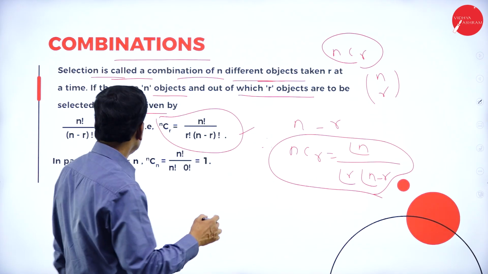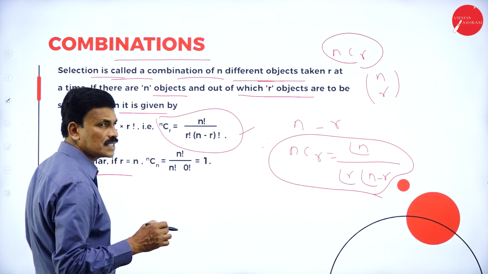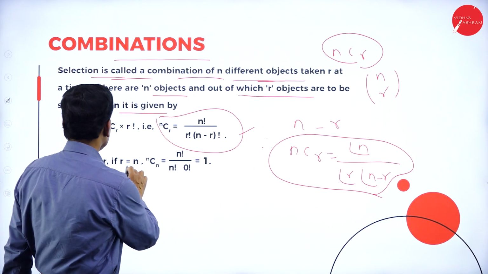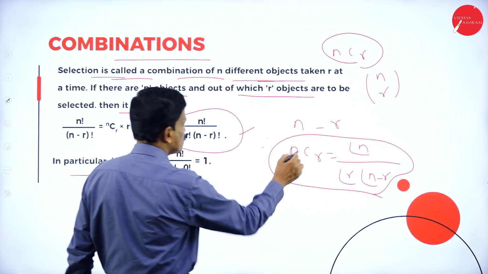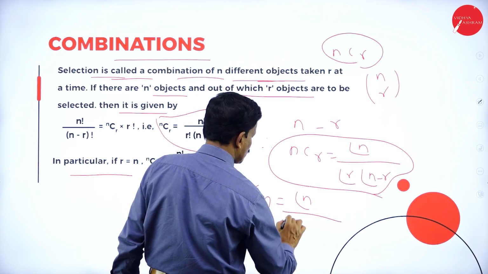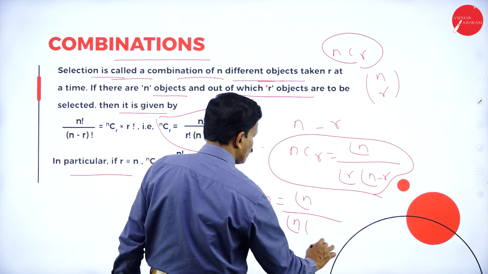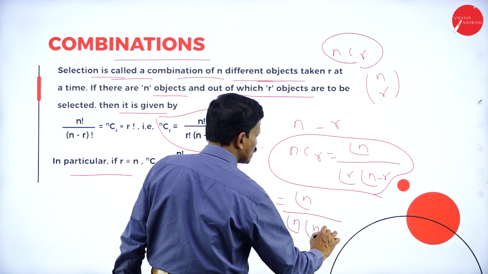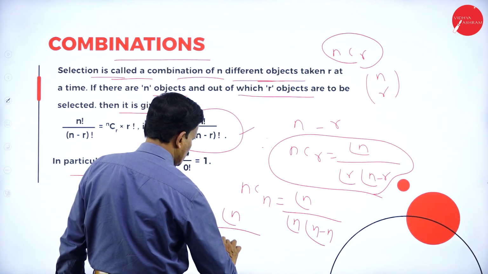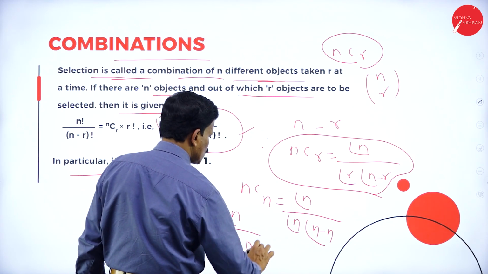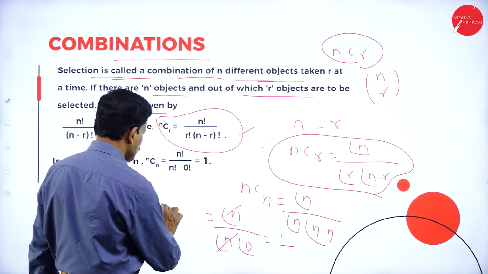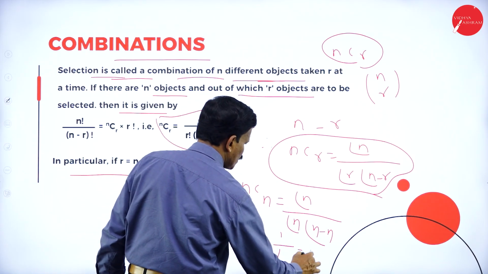Now, suppose in a particular case, if r and n are the same, that is, if r is equal to n, then this becomes nCn. nCn is equal to n factorial divided by r factorial into n minus r factorial, which is n factorial divided by n factorial into n minus n factorial. Since n minus n is 0, the n factorial gets cancelled. You know the factorial of 0 is always equal to 1. So 1 by 1 is equal to 1.